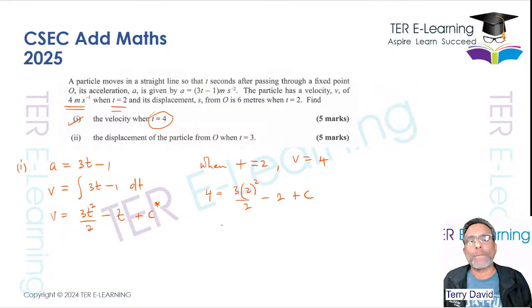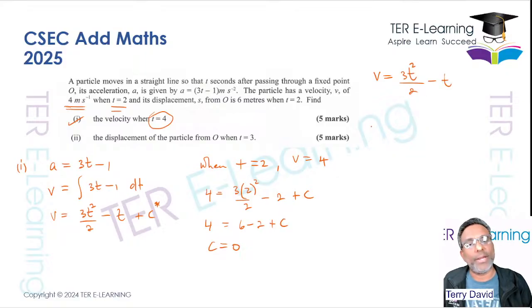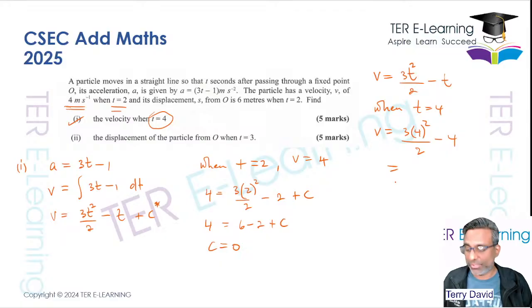Let me see. All right, so this is 4 here. This is going to be 2 2s are 4, 3 4s are 12. 12 divided by 2 is 6, minus 2 plus c. Yeah, so c is going to be 0. That's correct. Therefore your velocity equation is given by 3t squared all over 2 minus t. Now the question wants to know the velocity when t is equal to 4. So when t is equal to 4, your velocity is simply going to be 3 multiplied by 4 squared all over 2 minus 4. That's 16 over 2 is 8, 3 8s are 24, minus 4, so this is going to be 20 meters per second.